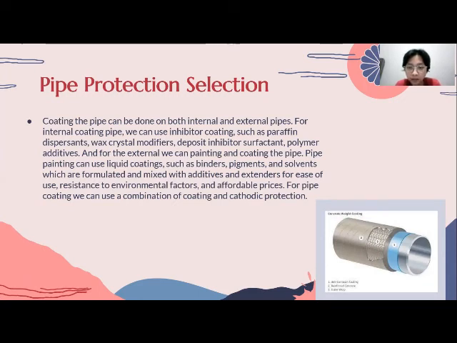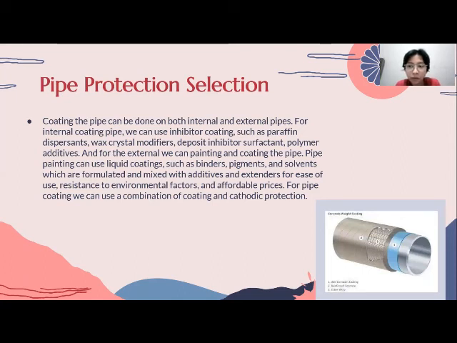For example, we can paint the pipe. Pipe painting can use liquid coatings such as binders, pigments, and solvents, which are formulated and mixed with additives and extenders for ease of use. Resistance to environmental factors and affordable prices.